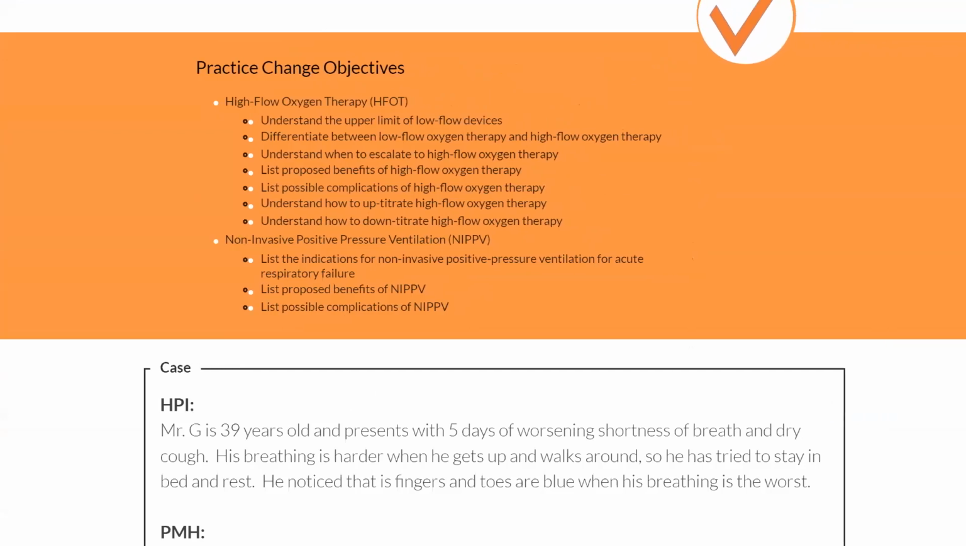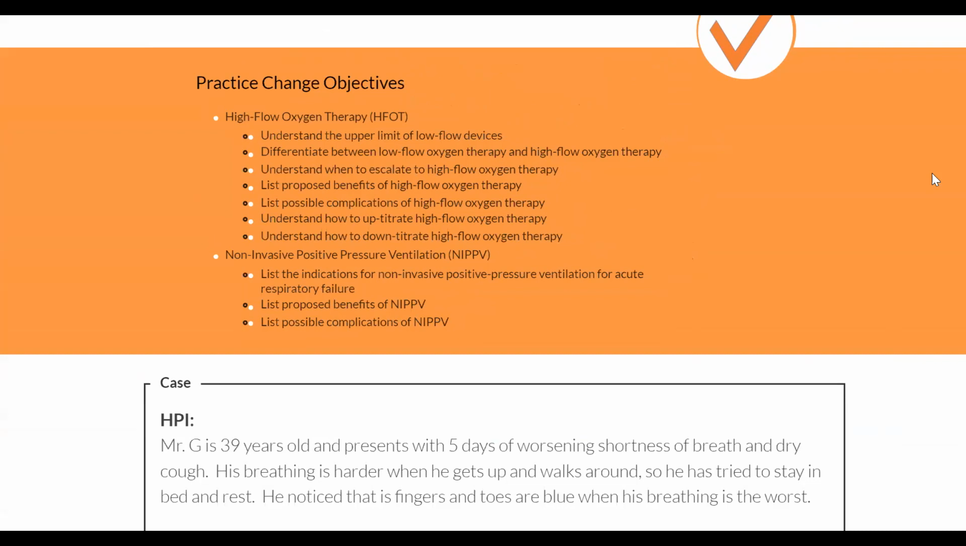So remember we had objectives to cover the introduction to high flow oxygen therapy, where we need everyone to be able to understand the upper limit of low flow device, differentiate between low flow and high flow, understand when to escalate to high flow oxygen therapy, and at least some benefit of high flow, discuss possible complications, and understand how to increase or decrease high flow oxygen therapy.